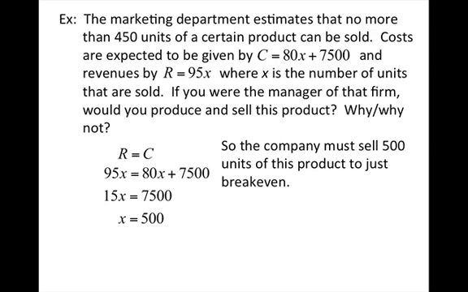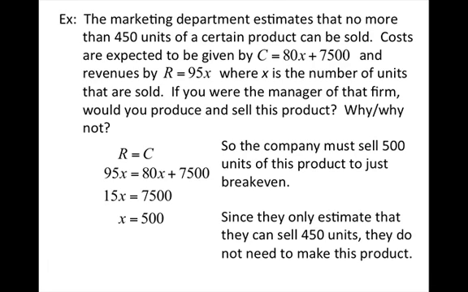This means the company must sell 500 units of the product just to break even. And that breaking even means a profit of 0. If they just sell 500, they've made a profit of 0. In order to earn a profit, they're going to have to sell over 500 units. Well, since they estimated that they can only sell 450 units, they're not going to sell enough units to even break even. They're going to lose money on this product. So they do not need to make this product because they will not sell enough units to break even.